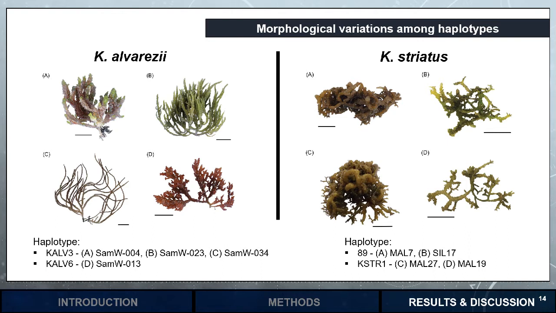Different individuals belonging to the same haplotype exhibited different morphologies, which is very interesting. For example, for the CALB3 haplotype, as shown in this figure A, B, and C, they belong to the same haplotype, but they exhibit very distinct morphologies. On the other hand, CALB6, which is a new haplotype, exhibits very distinct morphology compared to CALB3. In Kappaphycus striatus, the differences in morphology are not as distinct as those observed in Kappaphycus alvarezii.